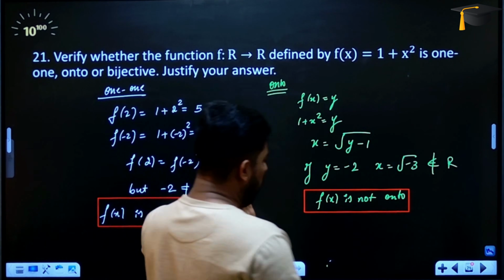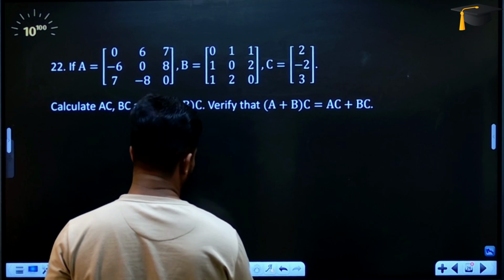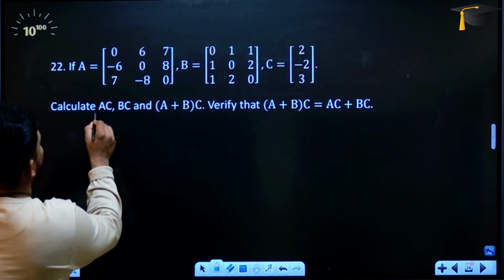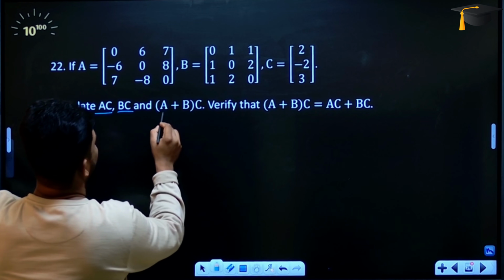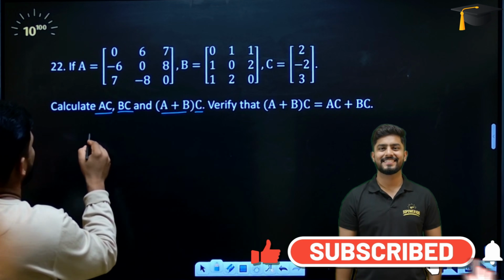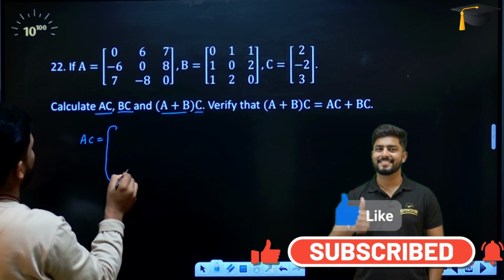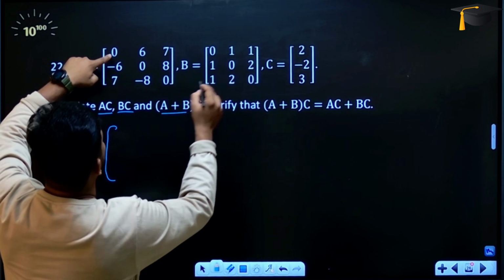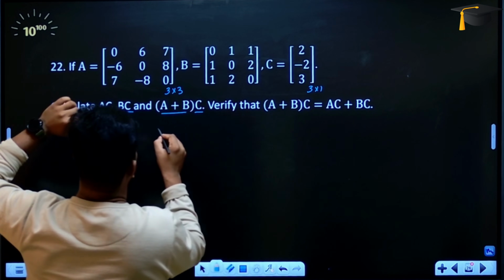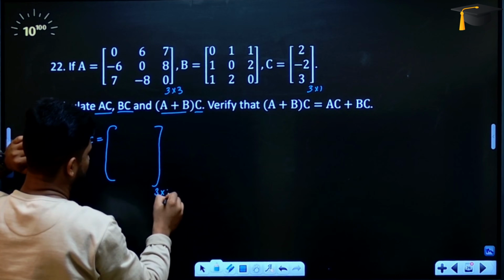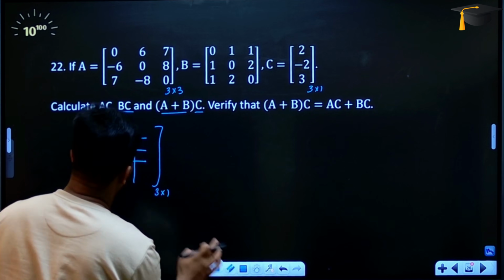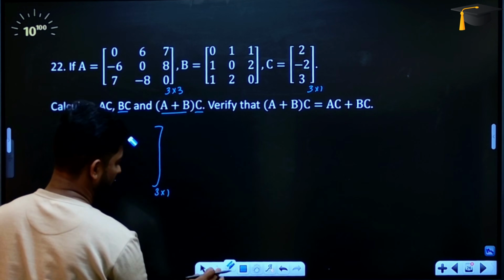Okay, next. A matrix question. We have to find AC, BC, and then (A plus B) times C, and then we have to verify that. So let's find AC. This into this. This is 3 cross 3, and this is 3 cross 1. Of course, we end up getting a 3 cross 1 matrix, correct? 3 cross 1 in the sense 3 lines and only 3 numbers we get. So this you have to know. Okay, let's do this.